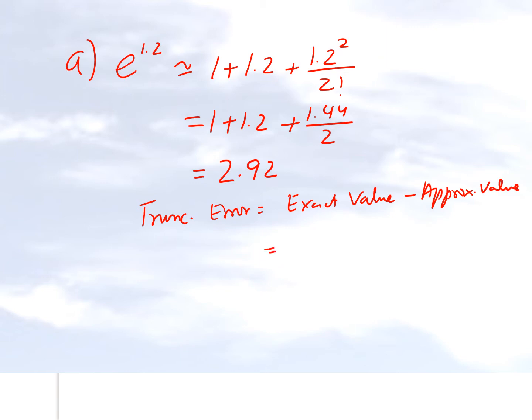The exact value is obtained from the calculator, which we get as 3.3201. That's what we get from our calculator for e to the power 1.2, and the approximate value turns out to be 2.92. And this number here turns out to be 0.4001. So we're assuming that whatever we're getting from the calculator is exact up to the first five significant digits, which I have written there. So we subtract the approximate value from it, and we get the truncation error as follows.